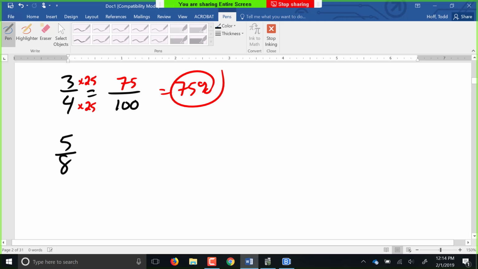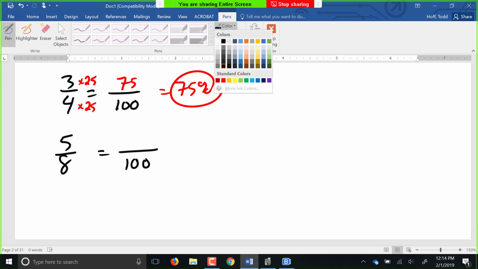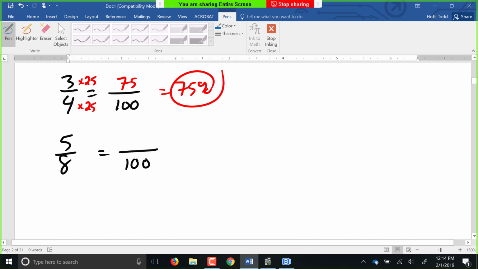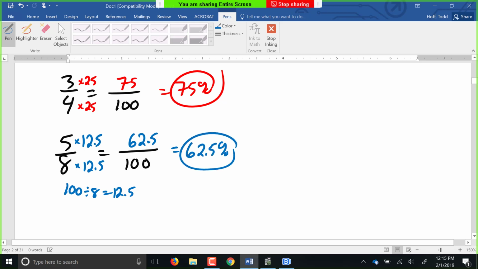If I have something like 5/8 and I want to turn it into a percent, trying to figure out what 8 multiplies by to make a percent is not as simple. What we'd end up doing is take 100 divided by 8 to figure out what that factor is. We get 12.5. So 8 times 12.5 makes 100. So we do 5 times 12.5 gives us 62.5. So 62.5 out of 100, or 62.5%.